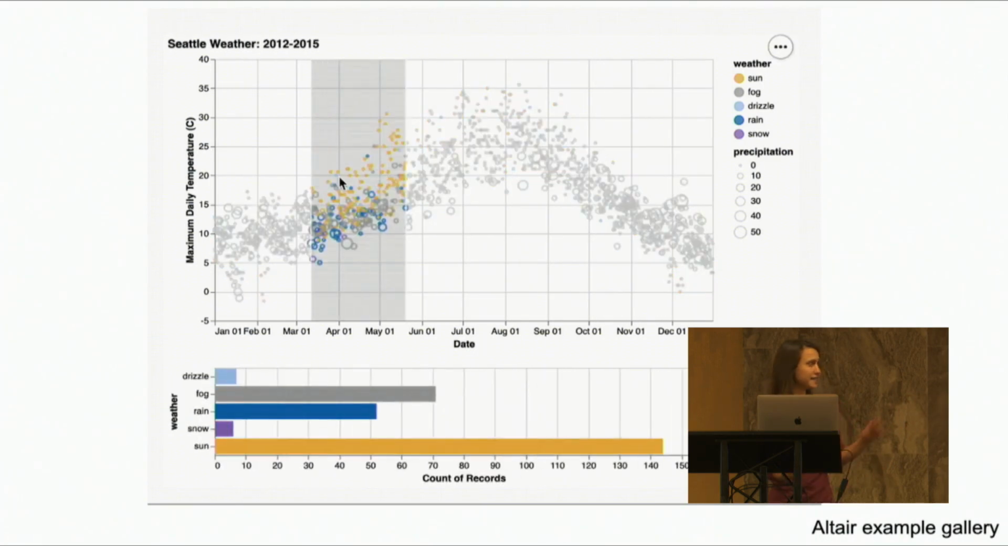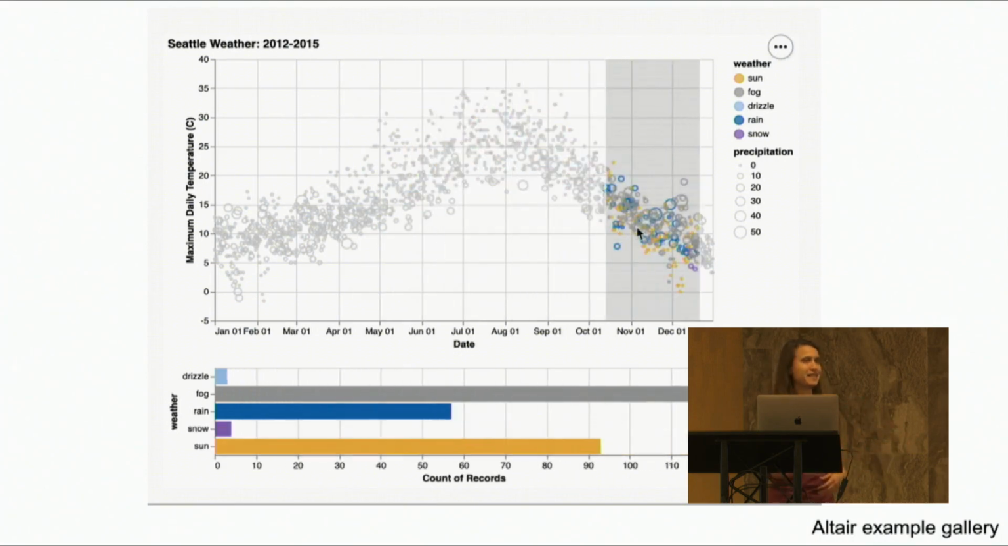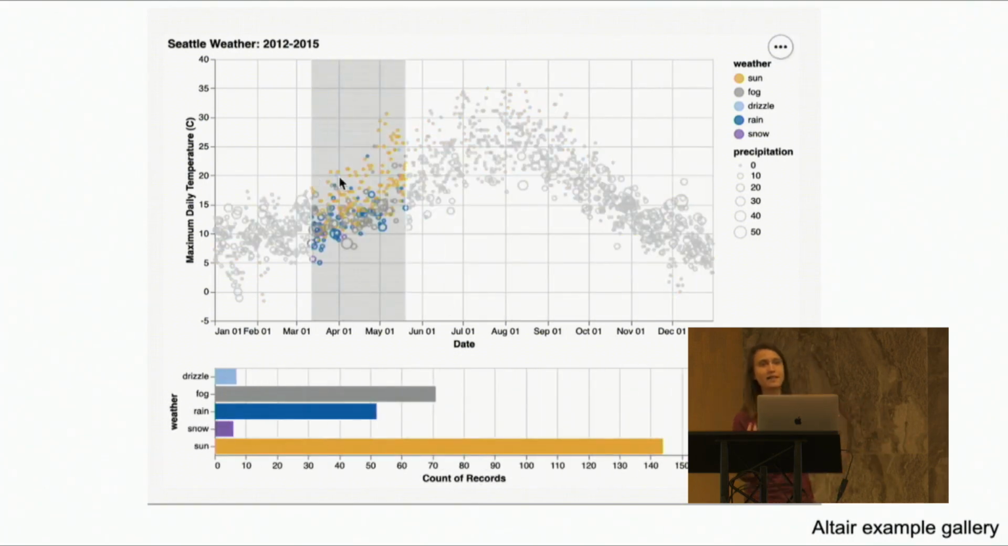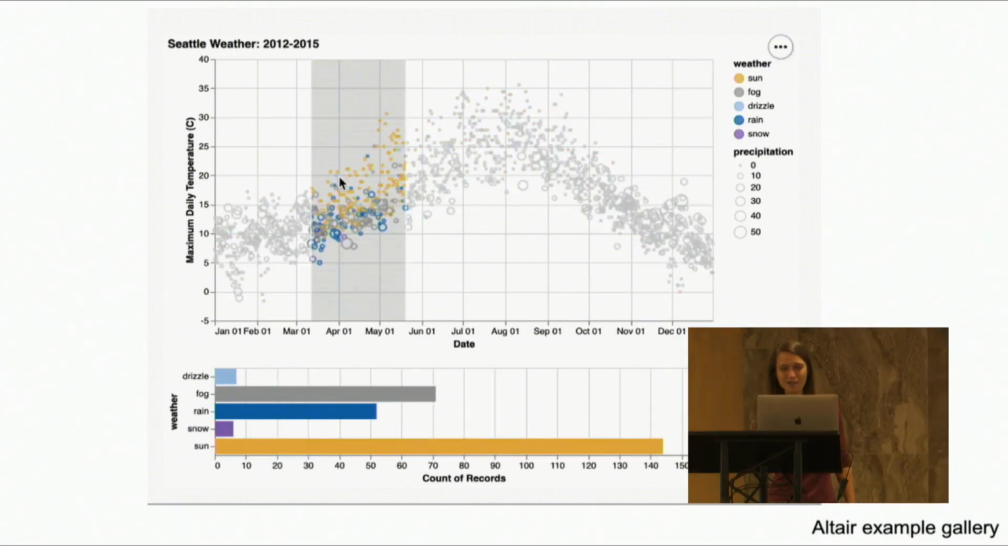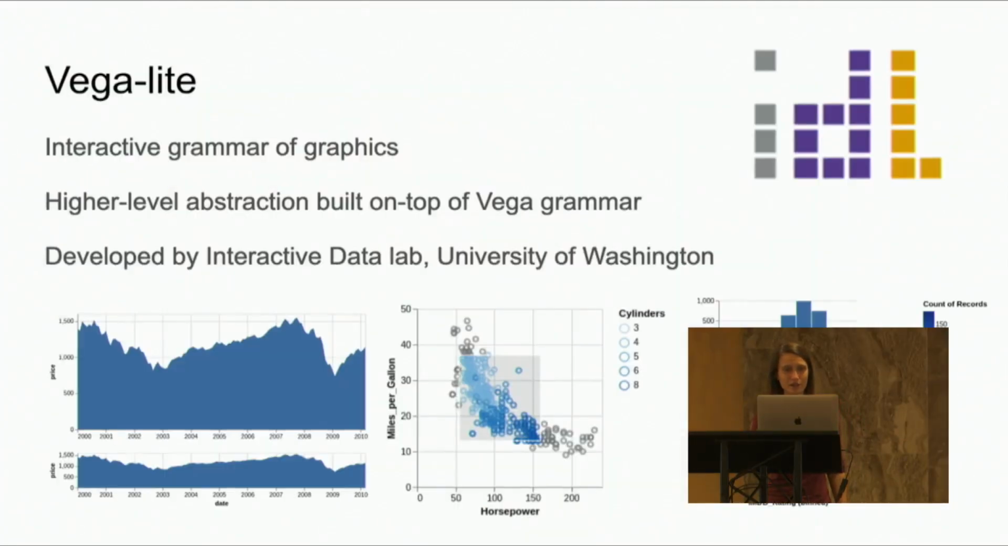If you were trying to make this in D3, it would probably take, well, it would at least take me a year and many thousands of lines of code. In Altair, this is just a little bit of Python code. And the reason it's so powerful is that Altair is built on top of Vega-Lite, which implements this interactive grammar of graphics. Vega-Lite itself is a higher level abstraction built on top of something else, Vega. And all this was developed by the Interactive Data Lab at the University of Washington.